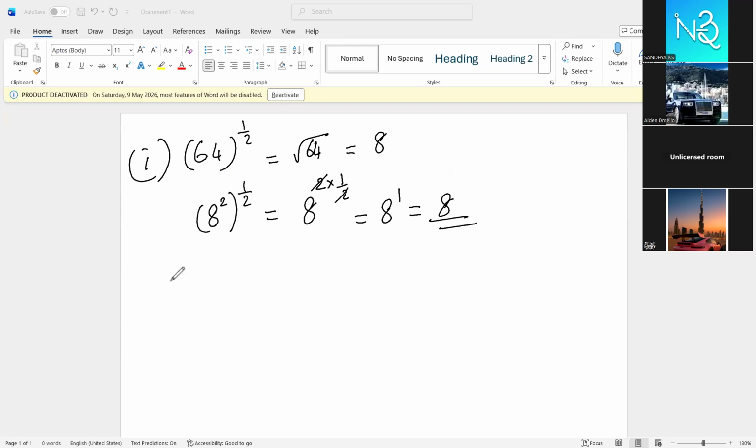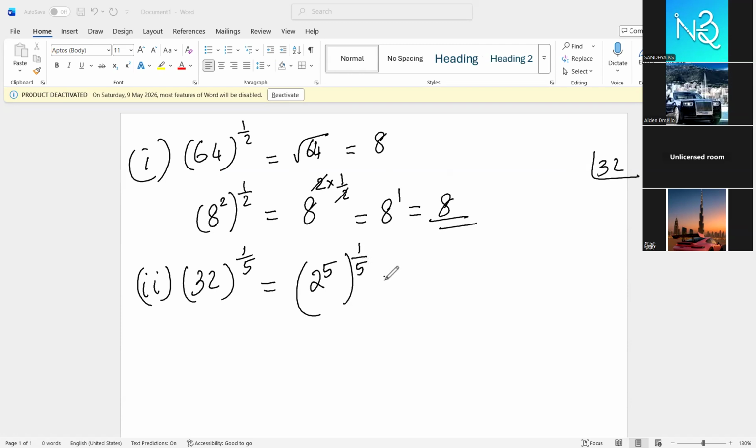Okay, next one. 32 raised to 1 by 5. Because this is an easy root we can do it directly, but if it comes like that, how will you do it? That's why I'm telling this formula also. So for 32, do prime factorization. You will get 2 raised to 5, the whole raised to 1 by 5. So that is 2 raised to 5 into 1 by 5. The 5s cancel. You will get 2 raised to 1, that is equal to 2.